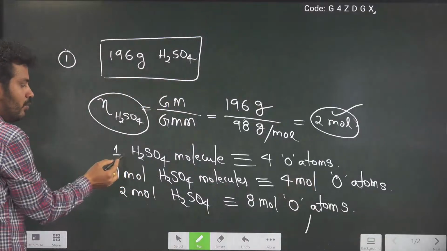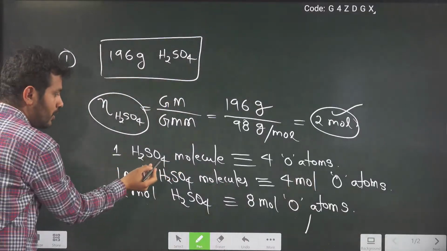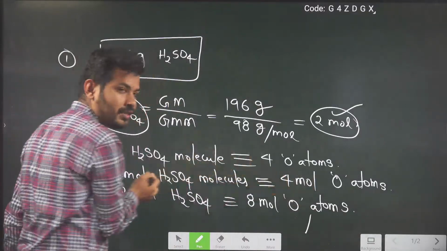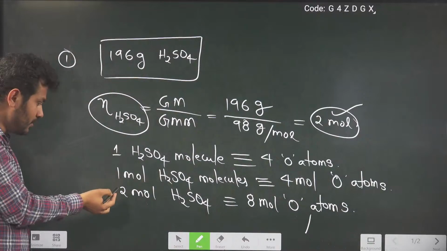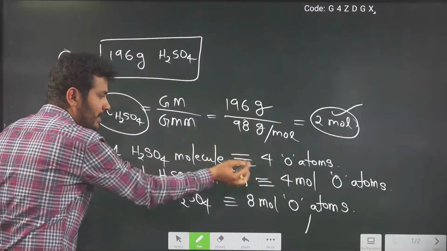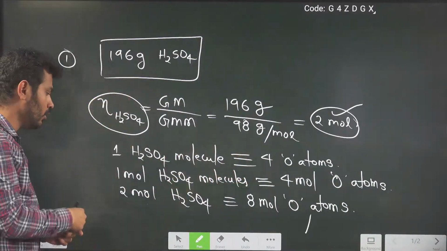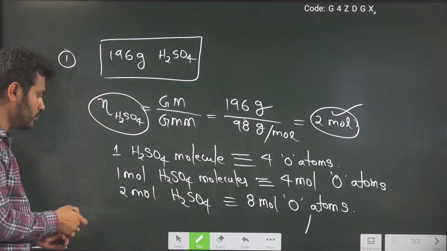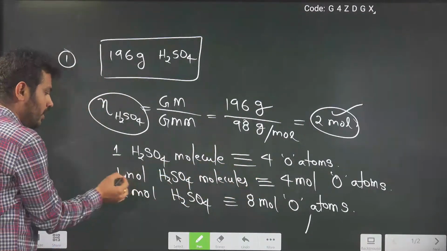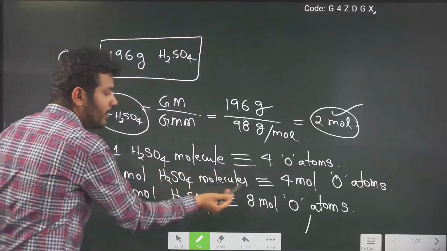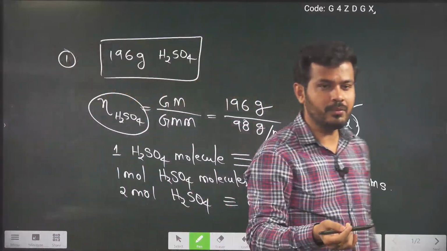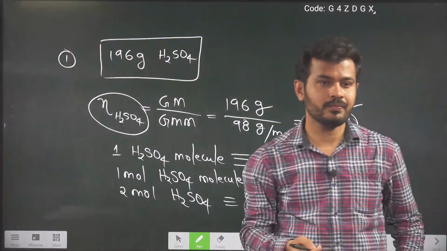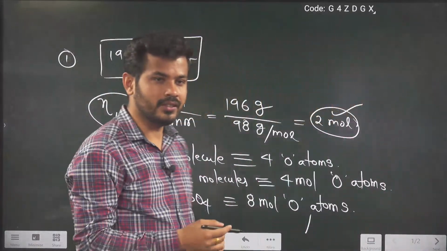So we know that in one single molecule of H2SO4 we have 4 oxygen atoms. If one single molecule contains 4 oxygen atoms, 1 mole will contain 4 moles of oxygen, 4 times more. Now 1 mole contains 4 moles, then 2 moles will contain 8 moles. This is the simple unitary method calculation, right? Yes, understood. Very good, Nana.